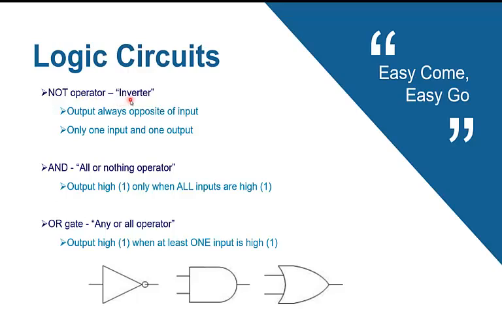NOT operator means inverter. If we have input which is 1, the output will be 0, and if the input is 0, the output will be 1. So it inverts the input. For AND gate, it means that all or nothing operator. Output high only when all inputs are high. For OR gate, any or operators, it means that the output will be high when at least one of the inputs is high. This is inverter, this is AND gate, and this is OR gate.